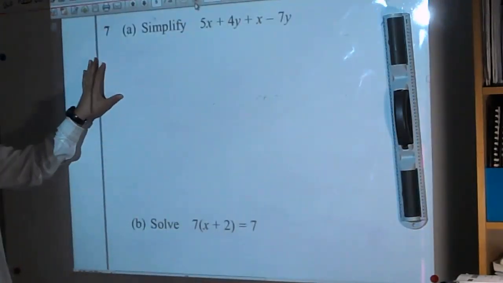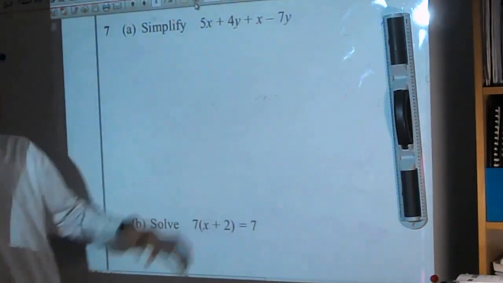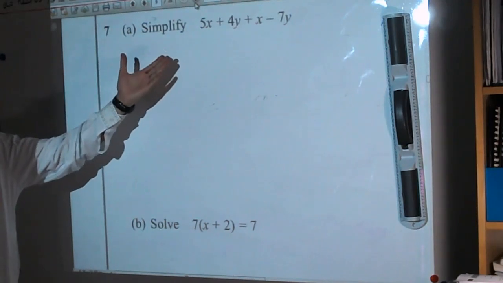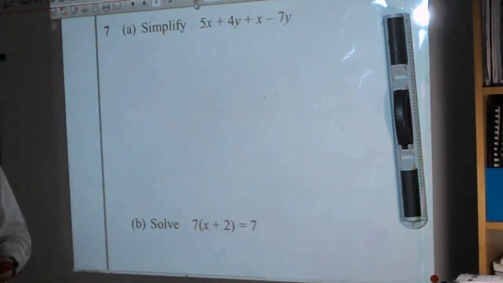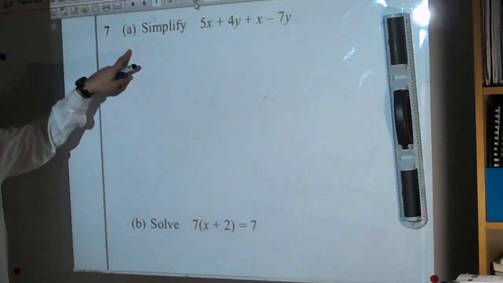Question 7a, nice, straightforward, simplifying algebra. It's a linear expression. There's no squares, no powers, nothing crazy in there. It's nice and straightforward stuff. Let's have a look at how we do question 7a.